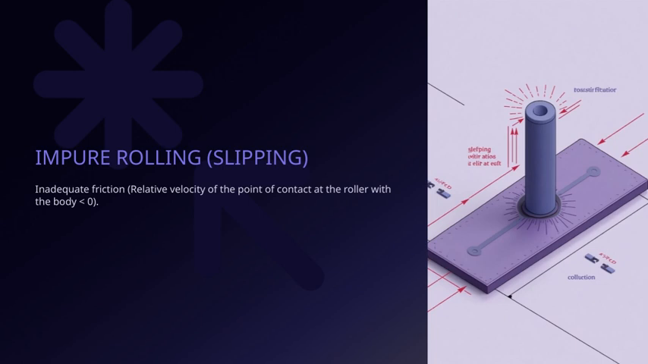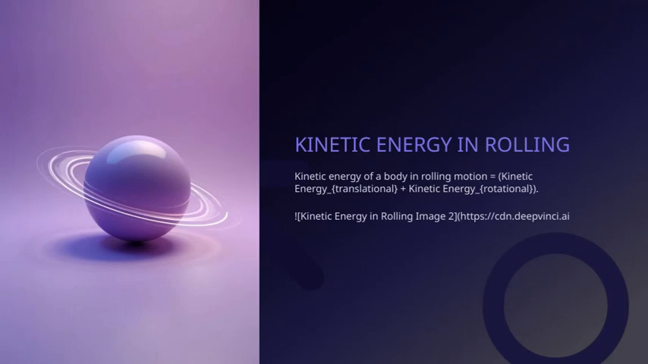Now, let's wrap up with the concept of kinetic energy in rolling motion. As we've discussed, the kinetic energy of a body in rolling motion is actually composed of two parts: the translational kinetic energy, which is due to the movement of the center of mass, and the rotational kinetic energy, which comes from the body's rotation around that center. Together, these two components give us a complete picture of the energy involved when an object is rolling.